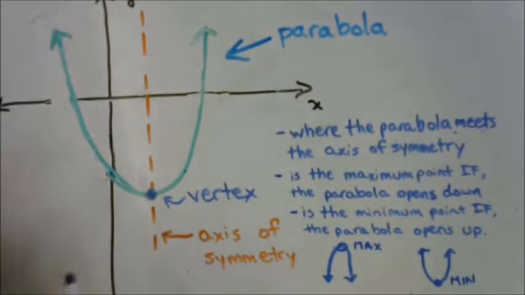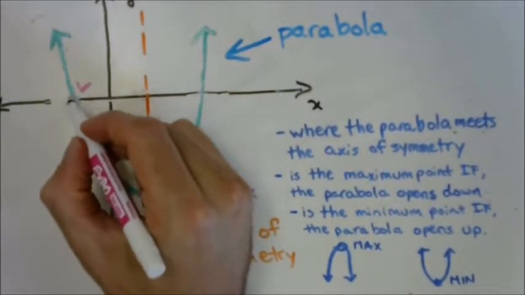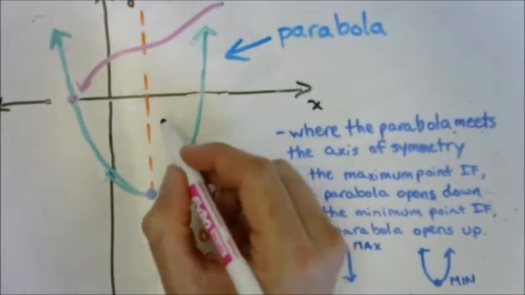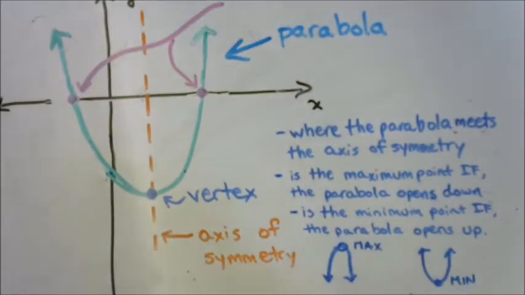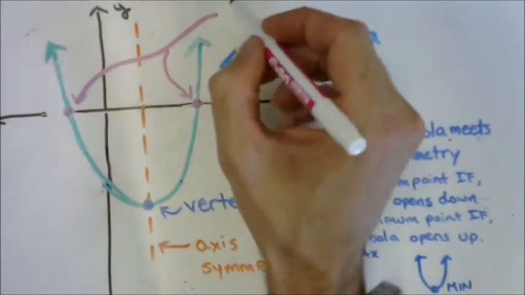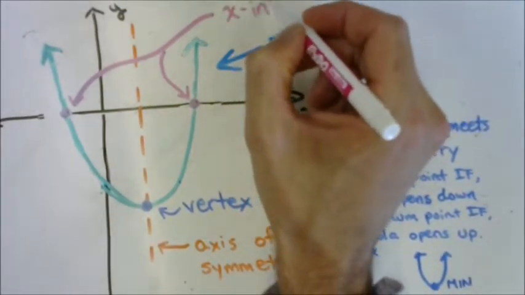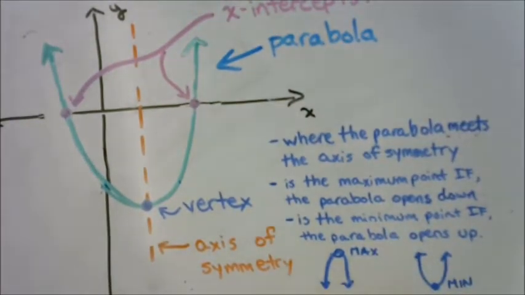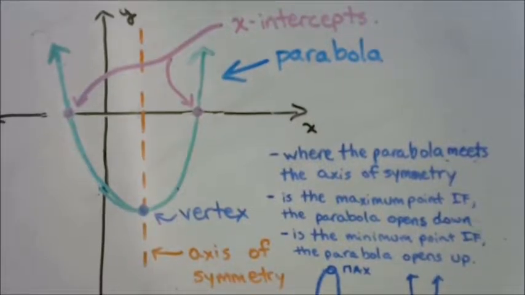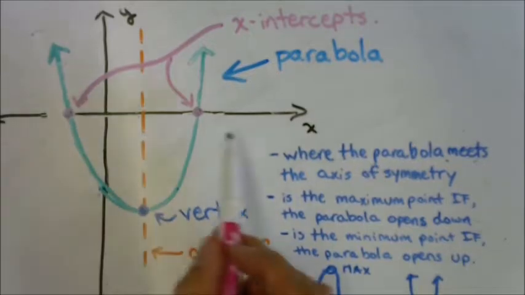Sometimes a parabola will also cross the x-axis. So I believe you have an arrow pointing to this point and to this point. Do you have those? These are called the x-intercepts. Just like in a linear equation, except a linear system will only ever cross the x-axis once.